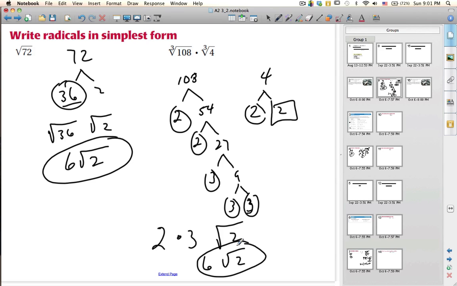So I basically revert to doing a prime factorization of the number. I'm looking for the 3rd index, so I'm looking for 1, 2, 3 occurrences of a number, and then those come out as perfect cubes. All right, so you go ahead and practice that.